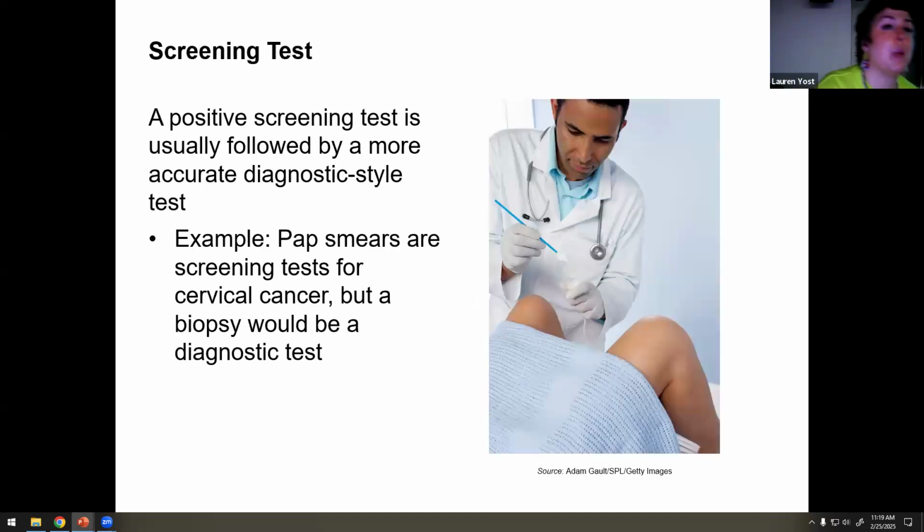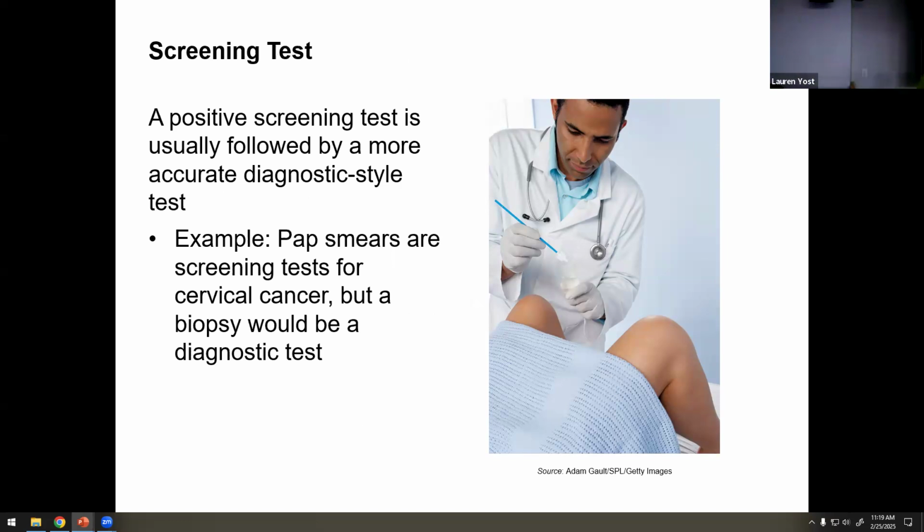We have screening tests that we can use. Screening tests are usually cheaper, but less effective. So they are not as sensitive. They're not as selective, but they're a quick, easy way to diagnose if you think somebody has a disease or not. So this includes a pap smear.